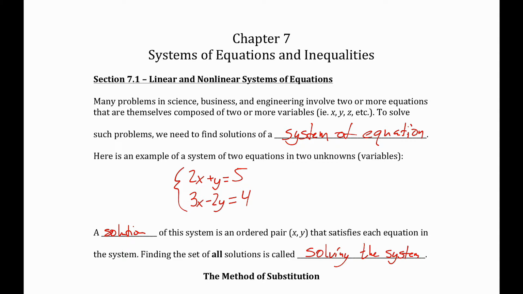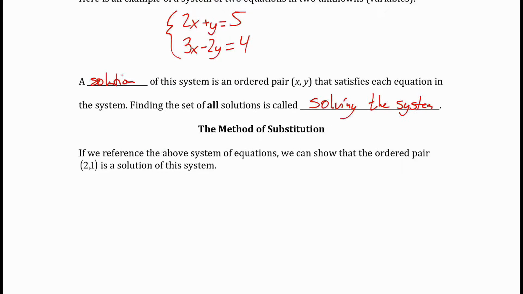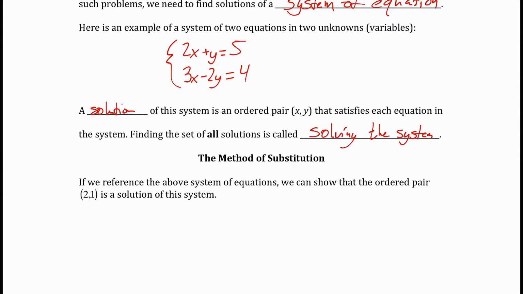So starting off, we're going to use that same system as we had above. So we had 2x plus y equals 5 and 3x minus 2y equals 4. And we're asked to show that the ordered pair 2, 1 is a solution to the system. So let me rewrite that system. We had 2x plus y equals 5. The other one, 3x minus 2y equals 4.